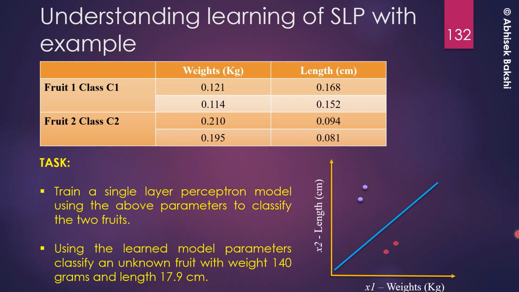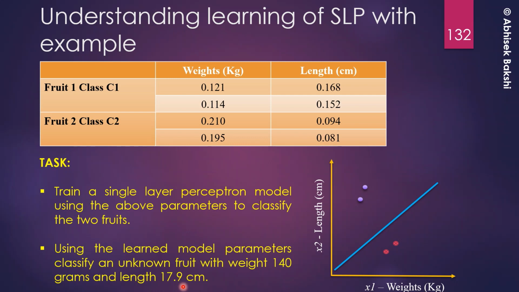And that is my task: train a single layer perceptron model using the above parameters to classify the two fruits. Once it is trained, I will get new data, say an unknown fruit whose class I don't know, but obviously the features of the fruit are available. That is, the weight of the unknown fruit is 140 grams and the length is 17.9 centimeters.